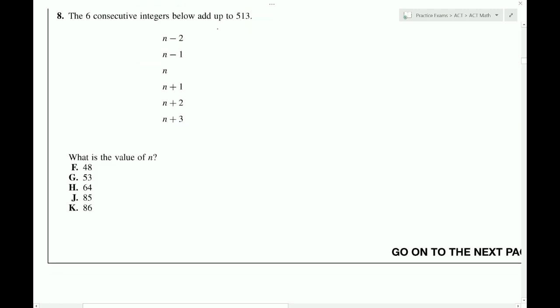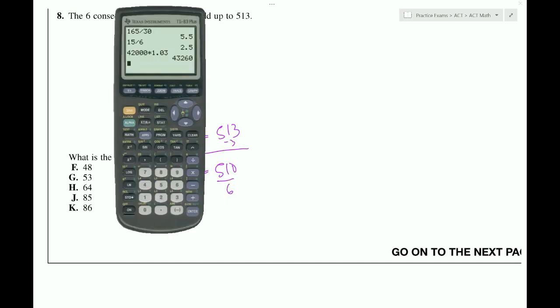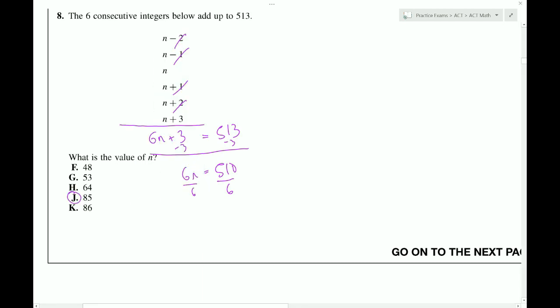All right, these consecutive integers add up to 513. What's the value of n? So we add these columns, we will get 6n, and then the 2 and minus 2 cancel along with the 1 and minus 1. This has to equal 513. Subtract 3 from both sides, and you get 510, right? Then you divide by 6 on both sides. So we do 510 divided by 6, 85.